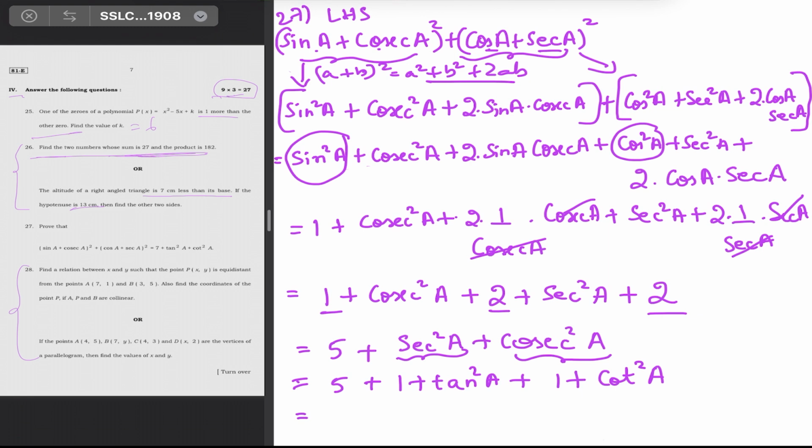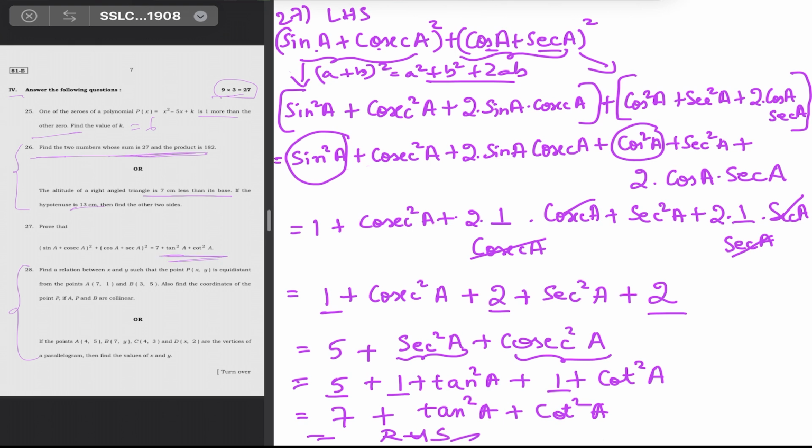Using those identities, then 5 plus 1 is again 7 plus tan square A plus cot square A. Is that the RHS? Just cross check. Yes, we have arrived at the RHS.